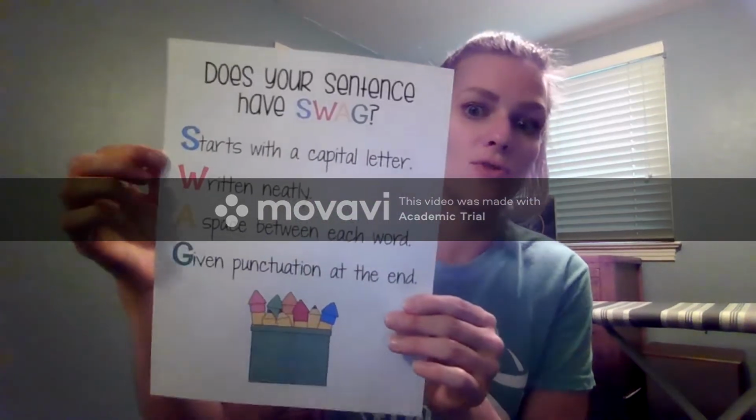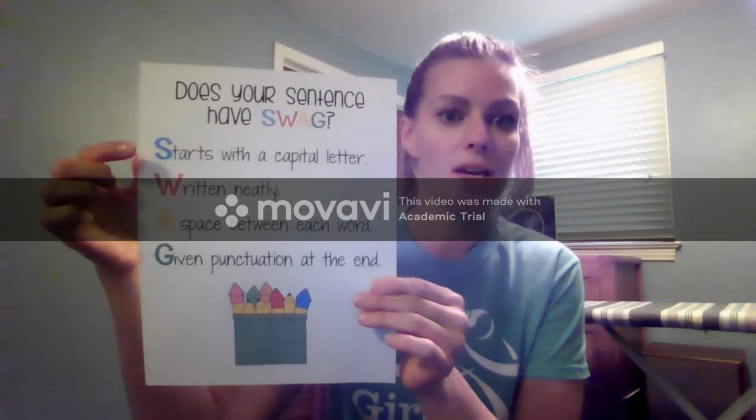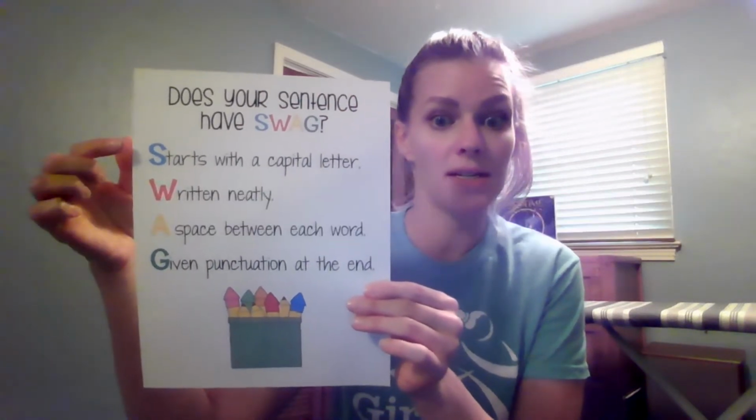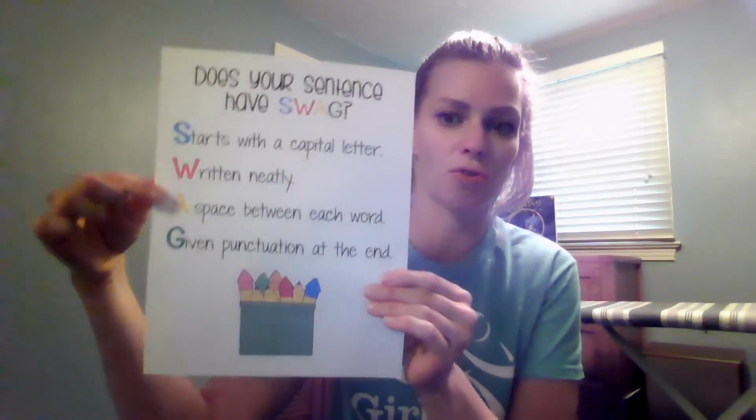It is time for our word building, and just a reminder, we are doing our magic or silent E. For this review this week, I just want to remind us that we need to be working on our handwriting and especially writing our sentences. Whenever you're writing your sentences, I'm going to start asking you if you have swag in your sentence. Each letter stands for something that we need to have in our sentences. We have S, W, A, and G for swag.